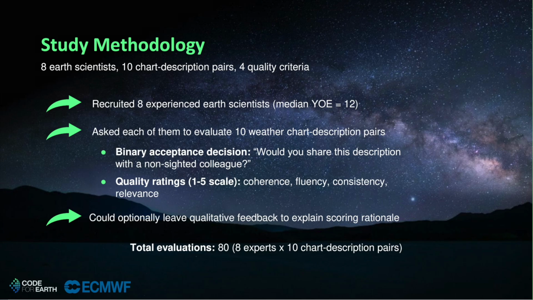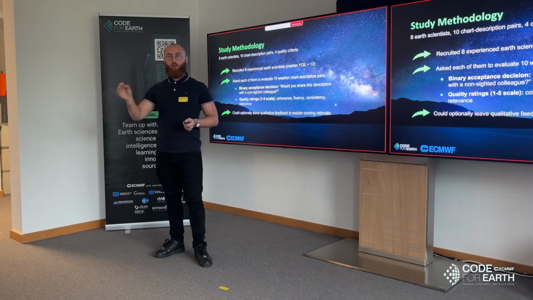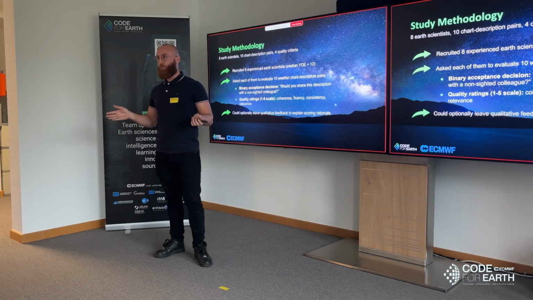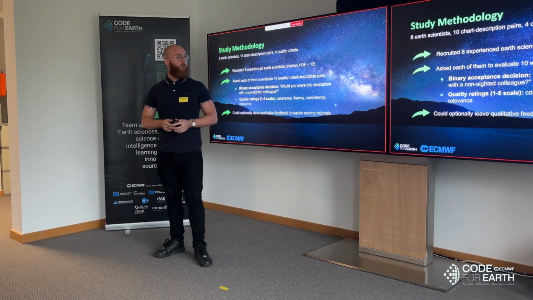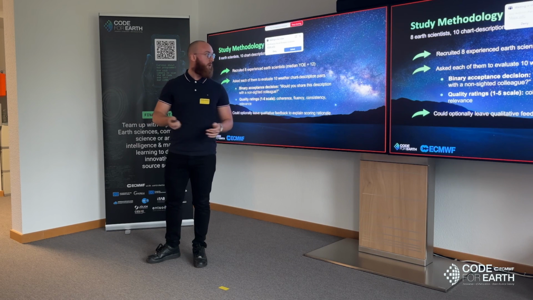The second type of evaluation that we asked them to do was to rate, on a scale of 1 to 5, 1 being bad, 5 being excellent, the quality of the descriptions along 4 dimensions that each evaluate different aspects of the descriptions. These quality criteria are coherence, fluency, consistency, and relevance, and more on that later.